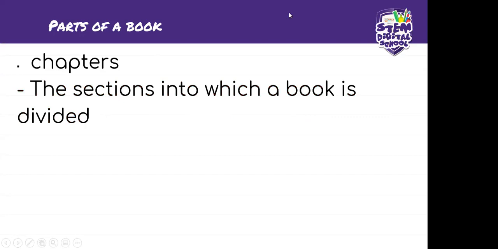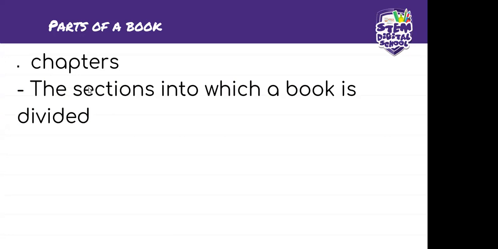Then you also have chapters. Remember, in the table of contents, that is what you will find: the listing of chapters. They tell you that chapter 1 is found from page 1, chapter 2 starts at page 30, chapter 3 starts at page 60, chapter 4 starts at page 75, and so on and so forth.